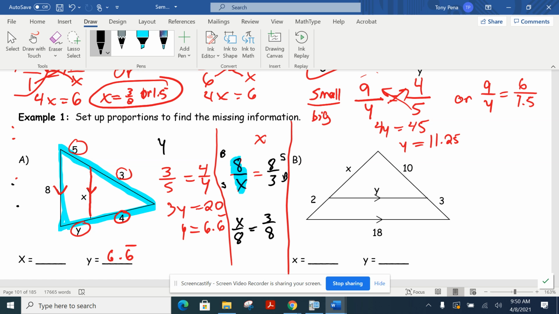All right. All right, so solve that. What do we get? 8x. All right, now we finally get a good number. 8x equals 24. And then x should be 3.